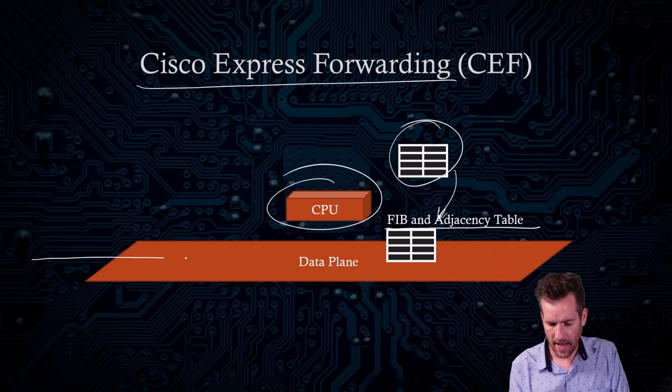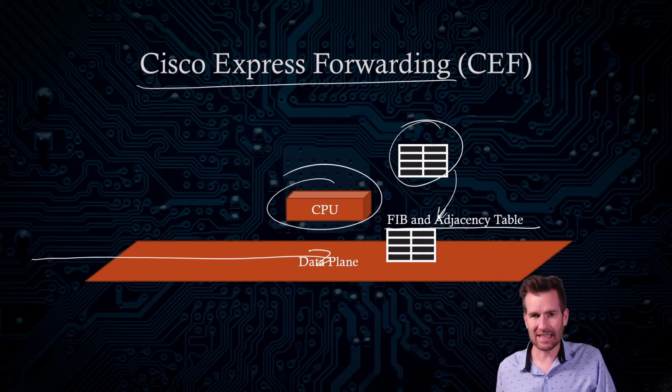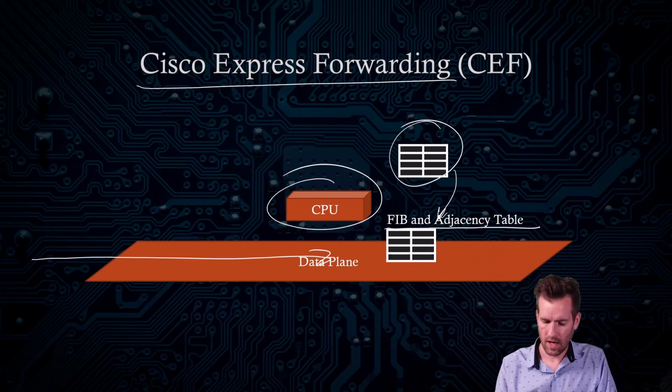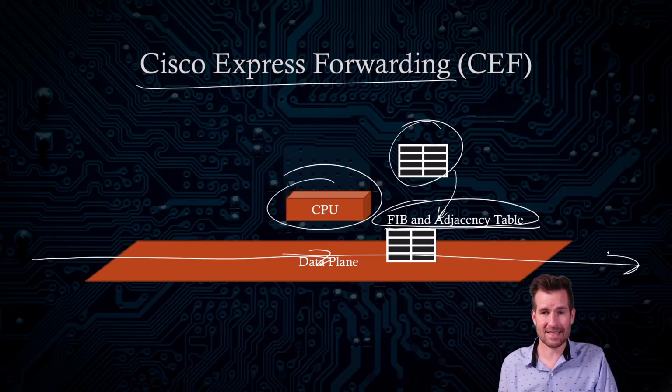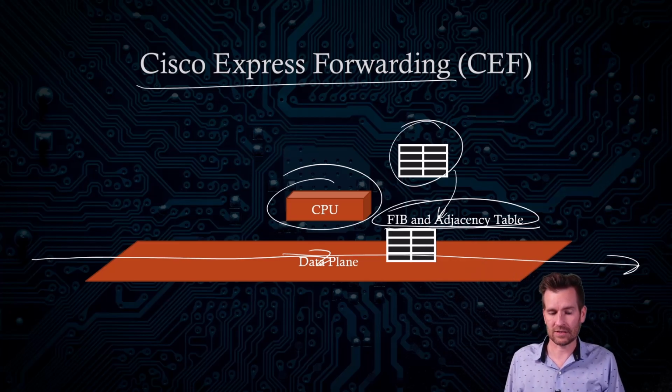So then when the packet comes in, it actually never has to go through the CPU. This FIB and adjacency table is pre-populated, so that way it can bypass the CPU altogether and send the data along its way. So this is the fastest method out of all of them.